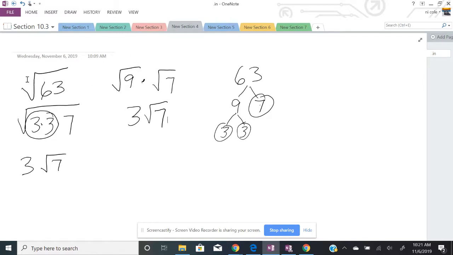If instead of this being the square root of 63, it could be the cubed root of 63. That would mean that when I come down and break it all down, I need triplets and only one will come out. If I don't have triplets, I can't do it. And then I would be looking for perfect cubes instead of perfect squares that would multiply out.